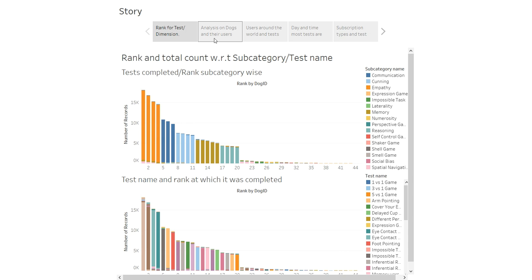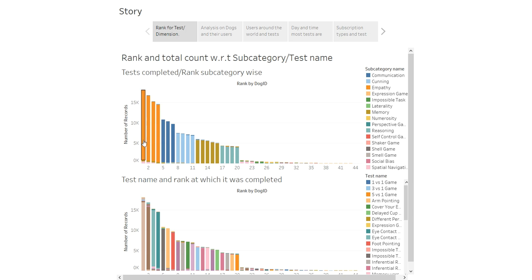I have analyzed in Tableau, and this analysis shows that as the users progress through the test, their number gradually decreases. Like we see, from number 4 to number 5, the number of users gradually decreases, and by number 20, the users are very few.